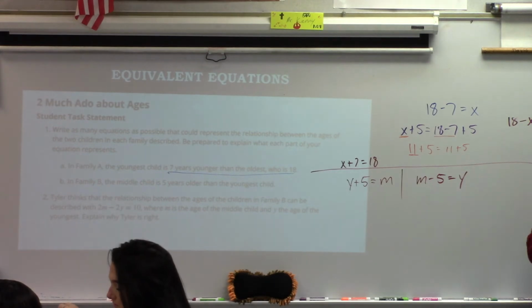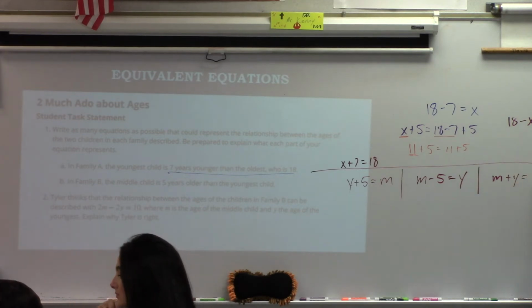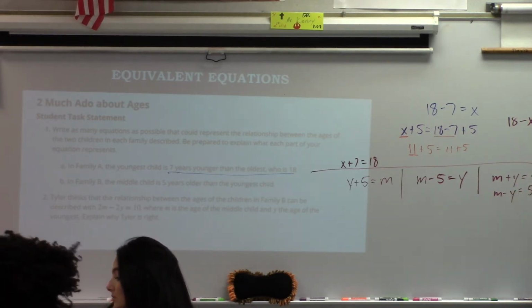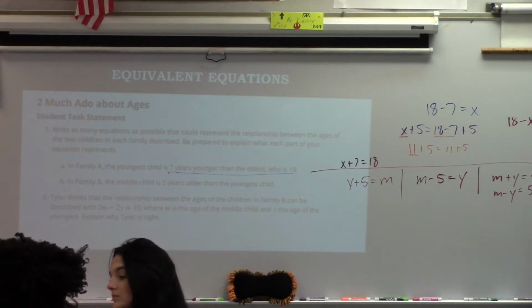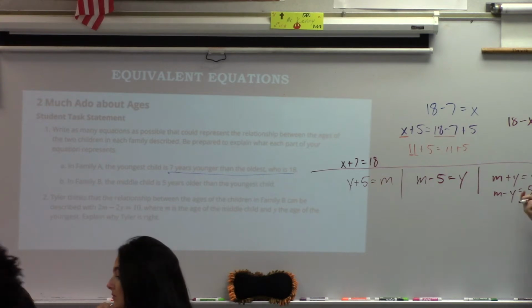There's one more equation I think could be very easy to base off of this. Does anyone know what it is? Could you do m plus y, or minus y? I think that's what it was like. Okay, what do you think would be m plus y or m minus y? Why would it be minus? So let's say you get the age difference. We already know that the age difference is 5.